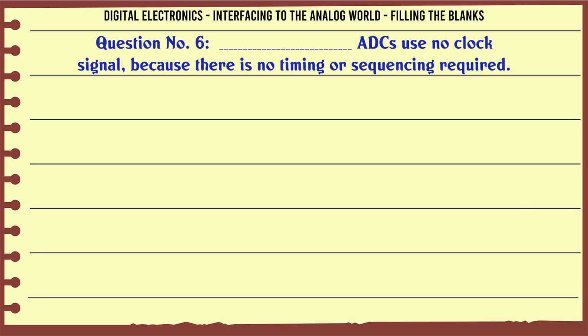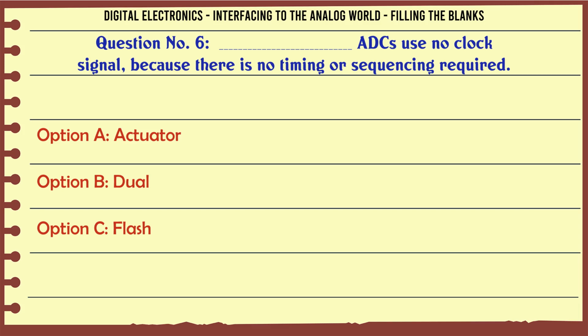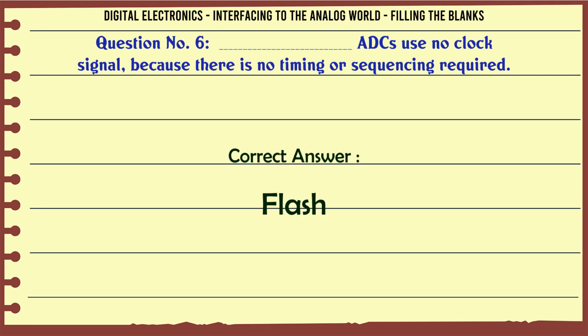ADCs use no clock signal because there is no timing or sequencing required. A. Actuator, B. Dual, C. Flash, D. Bipolar. The correct answer is flash.